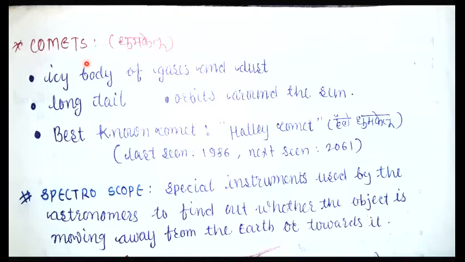Comet क्या होता है? ये धूमकेतु होता है, icy body of the gases and dust. गैसेस से और डस्ट से बना होता है, जिसकी एक लॉन्ग टेल, पूंछ होती है पीछे से, and its orbits around the sun. Best known comet is Halley's comet. आप मुझे बताएंगे कितने साल में एक बार दिखता है Halley's comet? Okay, last was seen in 1986 and next is going to be seen in 2061.